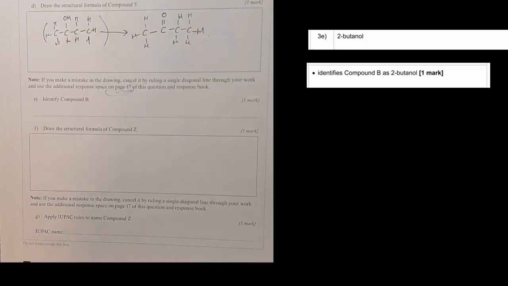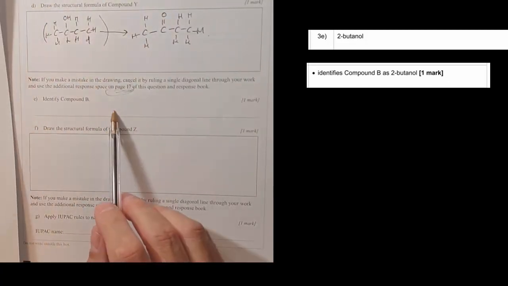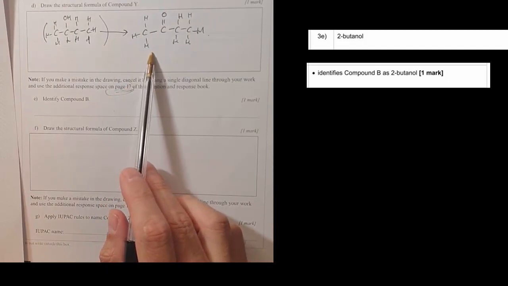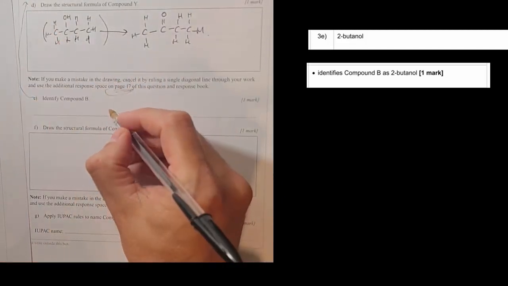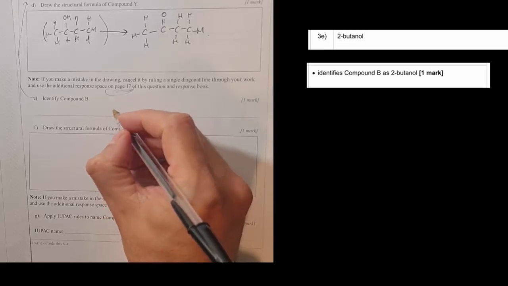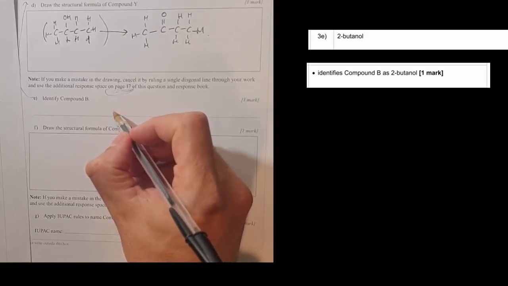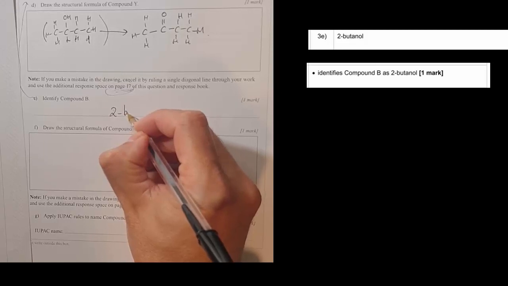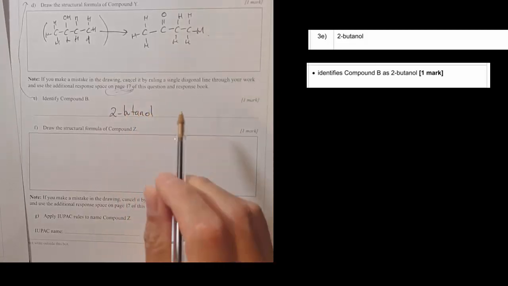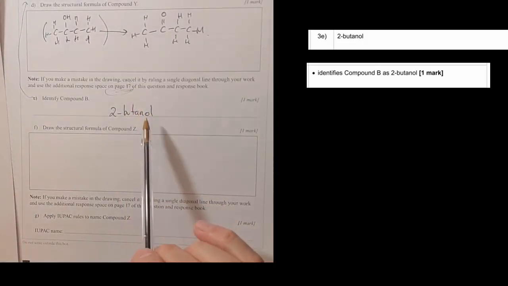Identify compound B. Just identify it. Have I worked out what B is already? Shouldn't you have done that earlier? That really is mucked up. Okay, so I already had to do that already. Identify it. So 2-butanol. Doesn't make any sense that they ask. You would have had to have thought that through already to get this question.